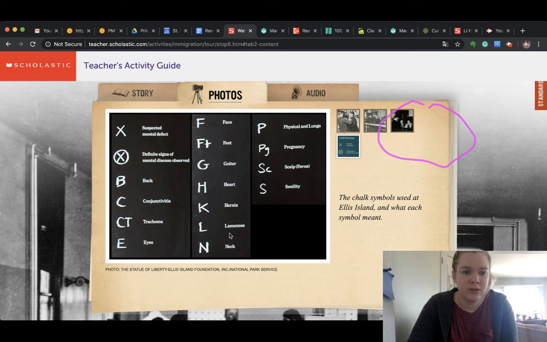Okay, so lameness maybe means a physical deformity, a physical problem. Eyes could be blindness. X was a suspected mental defect. An X with a circle is definite signs of mental disease. If they were pregnant, you had PG. All of these are different reasons that they could have somebody not come in or just require further inspection, okay?